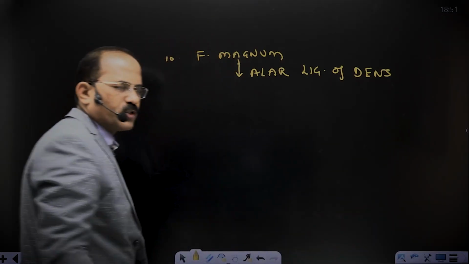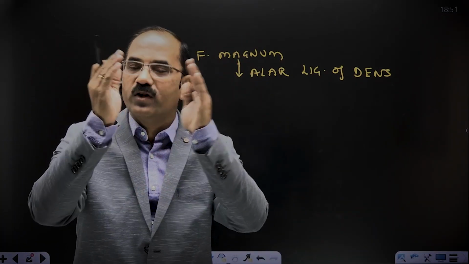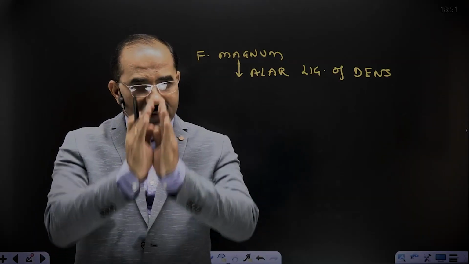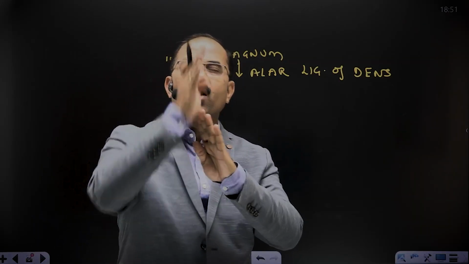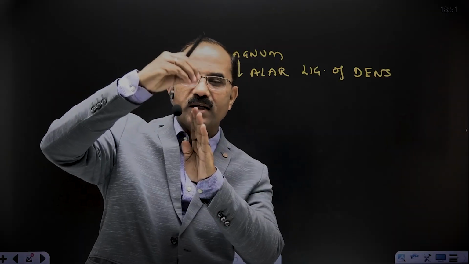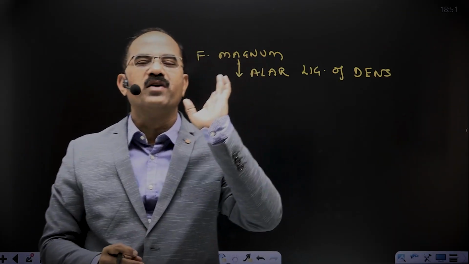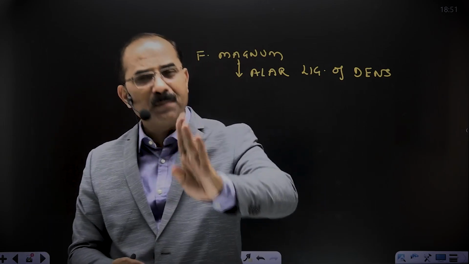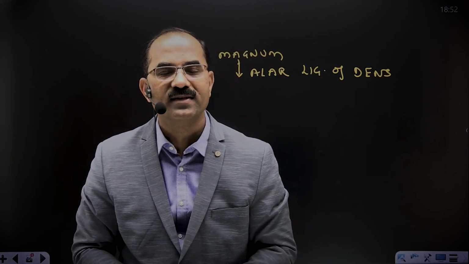Alar ligament of dens. You know the second cervical vertebra. The first is the atlas, and the second cervical vertebra is the axis. The axis has a process like that. What's that? The odontoid process. From the tip of the odontoid process, there's a ligament which goes up inside the skull. That's the apical ligament of dens.